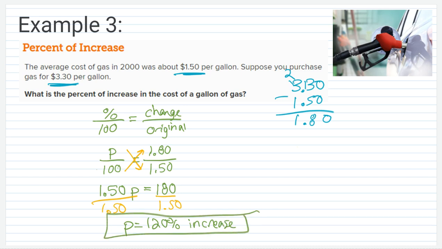So that's it for calculating percent of increase. Take a look at the next videos to see percent of decrease, as well as some more complicated percent of change problems.